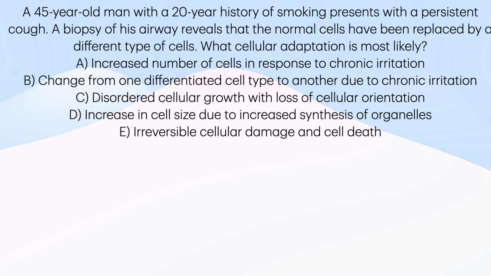Next question. A 45-year-old man with a 20-year history of smoking presents with a persistent cough. A biopsy of his airway reveals that the normal cells have been replaced by a different type of cells. What cellular adaptation is most likely there?